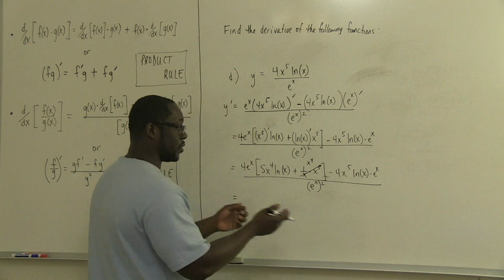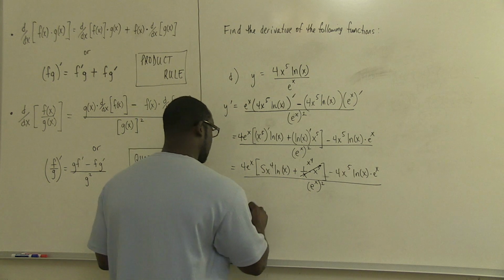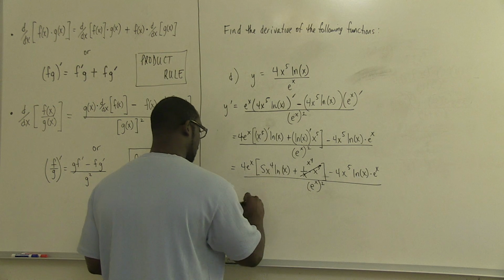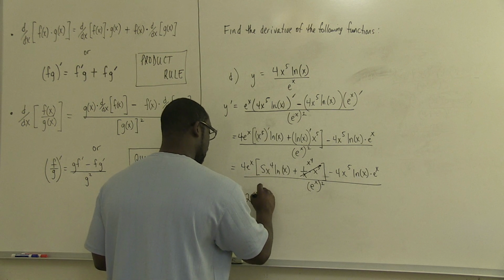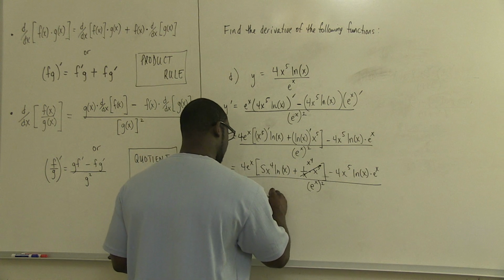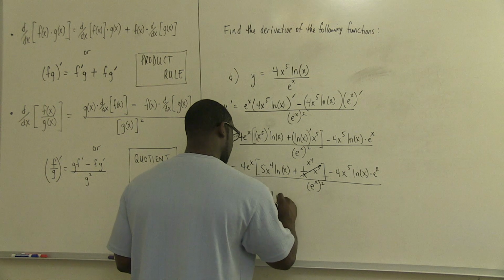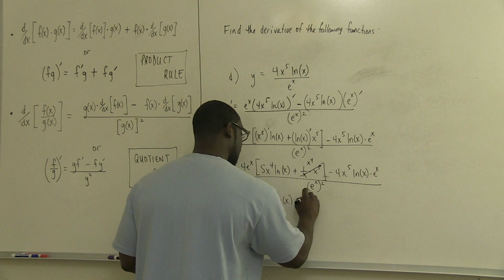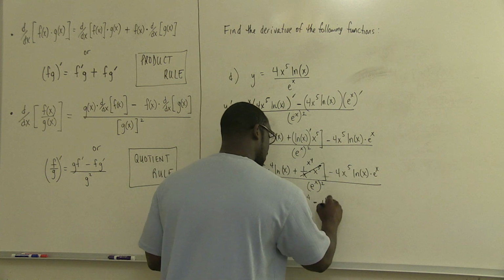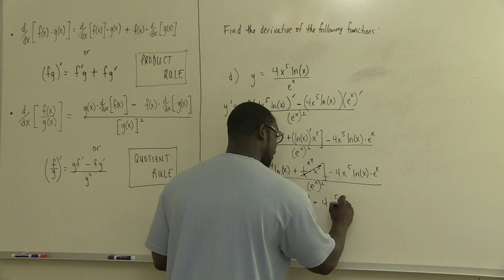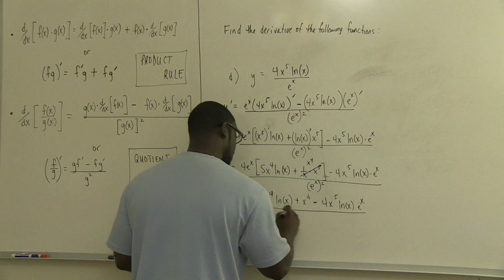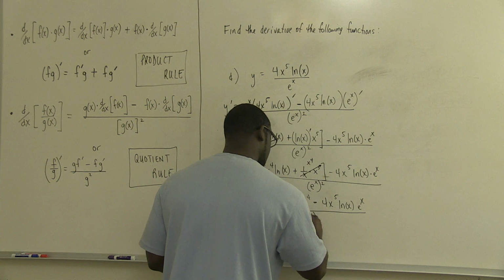And so now at this point, we'll go ahead and combine everything. So here we have 20 e to the x, x to the 4th, natural log of x plus x to the 4th, and then minus 4x to the 5th, natural log of x, e to the x, all over e to the x squared.